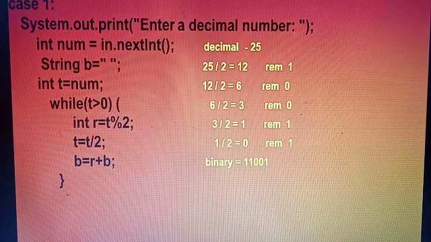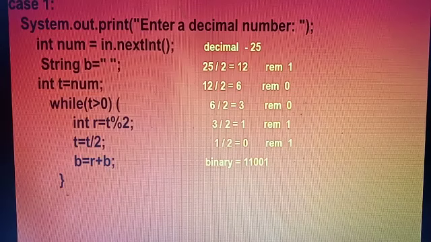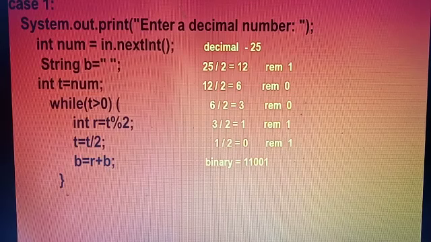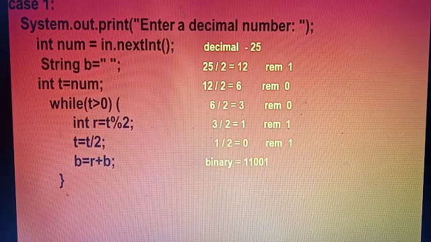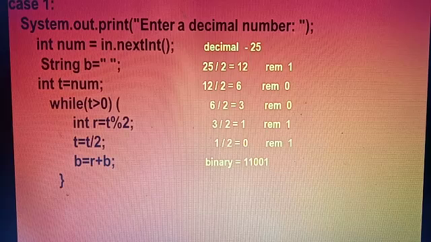The result will be, the answer you will write like this. You have to go from bottom to up. So what was that? 11001 is the answer. So binary equals 11001. You have to write the answer from bottom to up. Now the same logic we apply here.